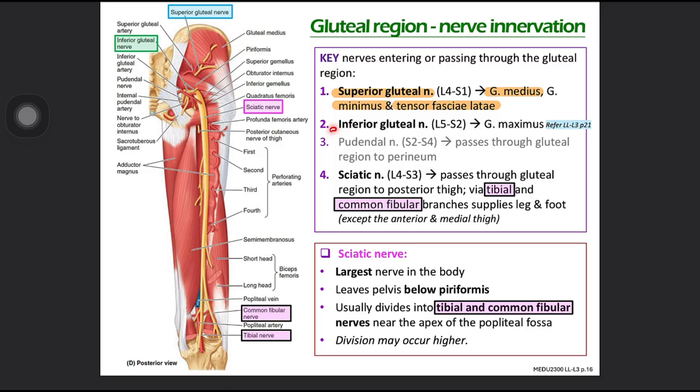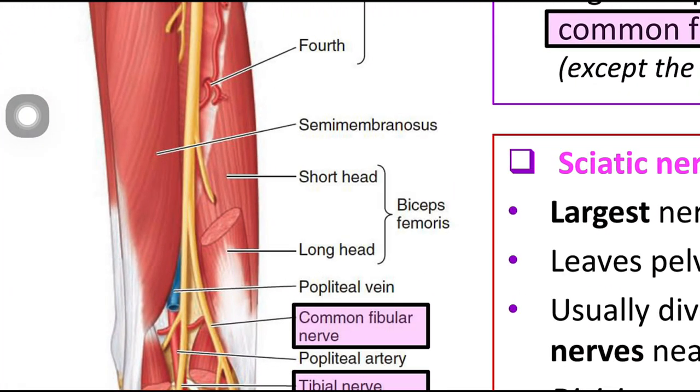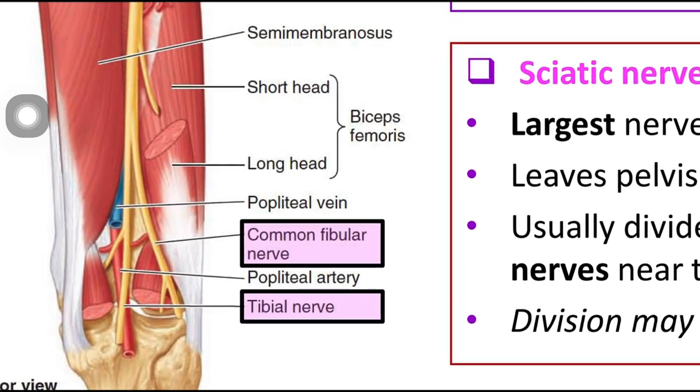And then we also have the inferior gluteal nerve. The inferior gluteal nerve supplies nobody but the big brother, the gluteus maximus, okay? Then the pudendal nerve, which passes through the gluteal region to the perineum. And then another big brother here is the sciatic nerve, from L4 to S3. It passes through the gluteal region to the posterior thigh here. And it will later on branch into two main divisions.